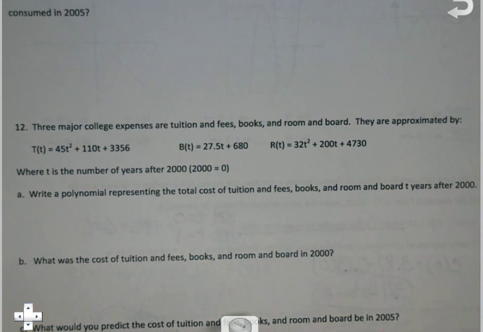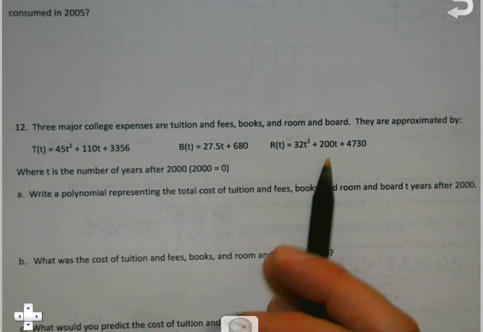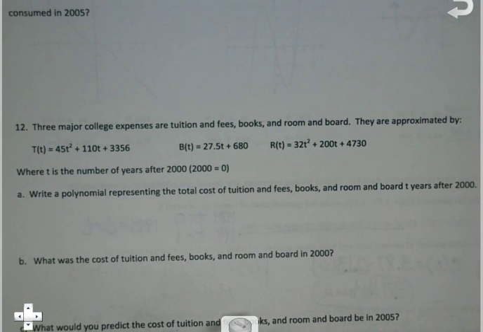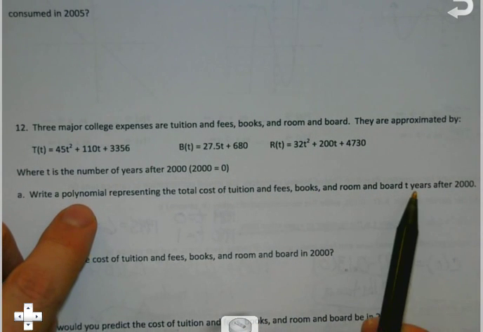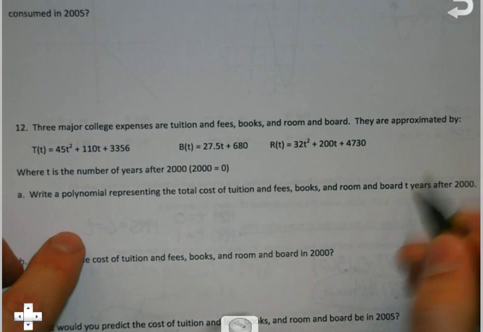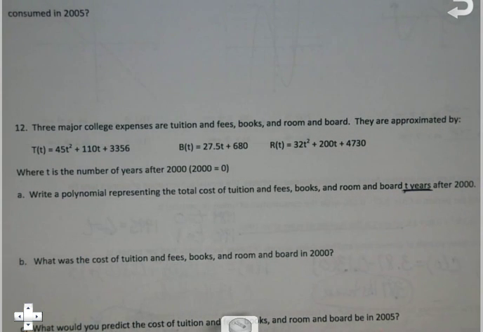Three major college expenses are tuition and fees, books, and room and board. And they're approximated by these three functions, so tuition, books, room and board, where t is the number of years after 2000, so 2000 would be my t equals 0 value. Write a polynomial representing the total cost of tuition, fees, books, and room and board in t years after 2000, okay? In other words, they're just telling me to combine like terms.